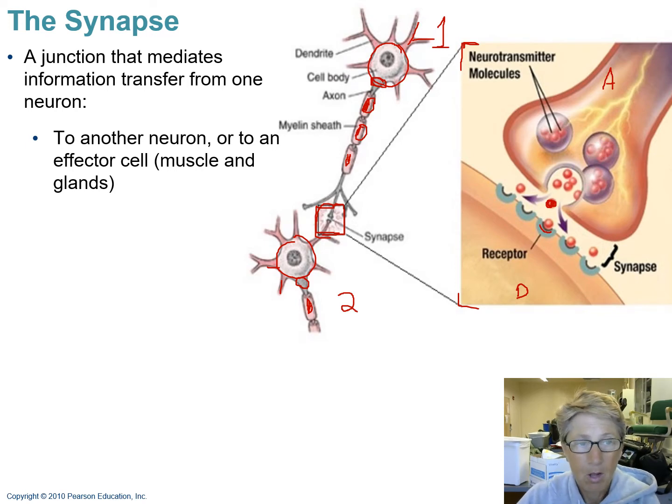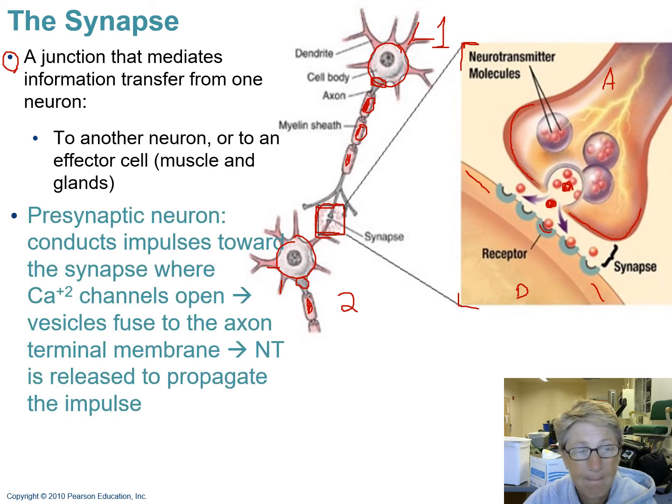So some terminology: a synapse is a junction that mediates information transfer from one neuron to another, and the way you do that transfer is through these neurotransmitter molecules. So this axon terminal doesn't actually make direct contact with this dendrite on neuron number 2. So you have to use these neurotransmitter molecules to send a message from neuron number 1 to neuron number 2. And this is the synapse, the space between neuron number 1 and neuron number 2.